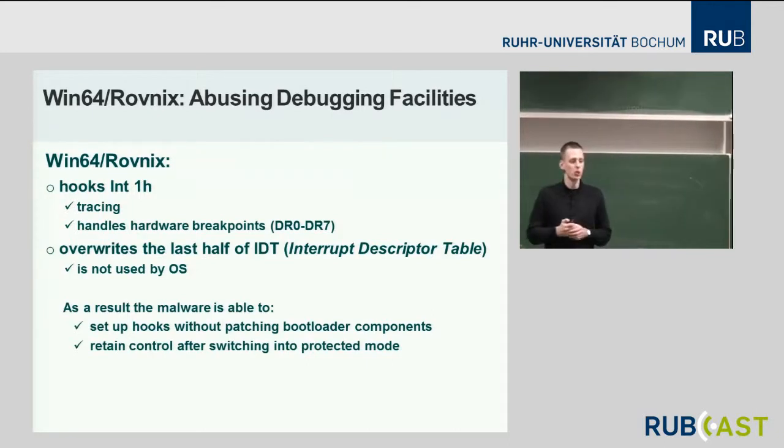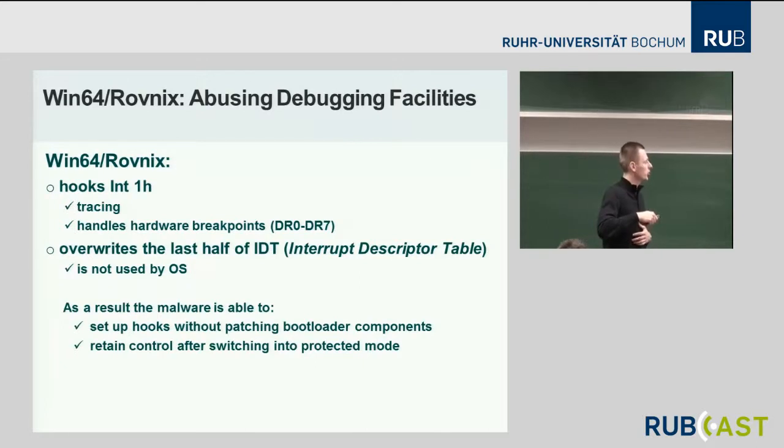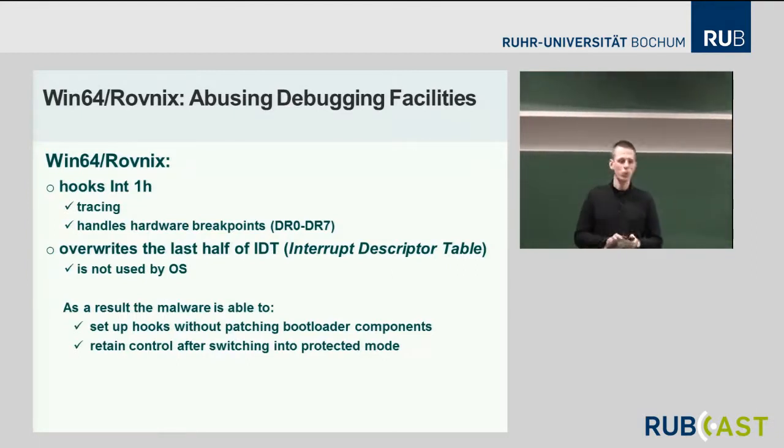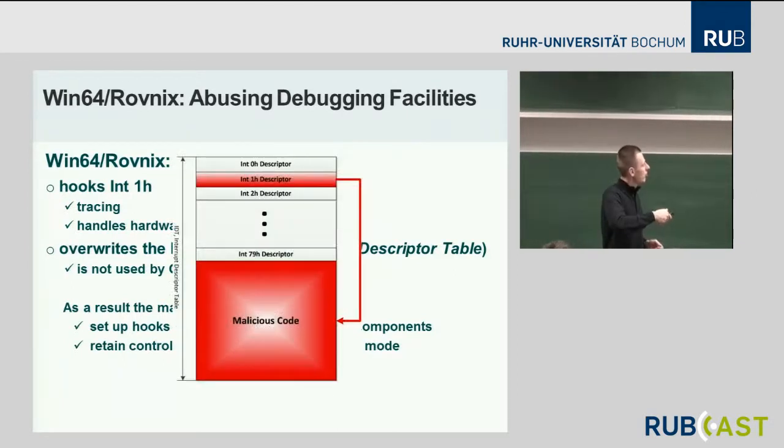The second, which is a very important point, is to retain control after switching into protected mode. When the switch from real mode into protected mode occurs, the whole memory layout map is completely changed, and it's difficult to predict which place the pointer will point to after switching. By overwriting the second half of the IDT, the malware is ensured that it will definitely receive control.